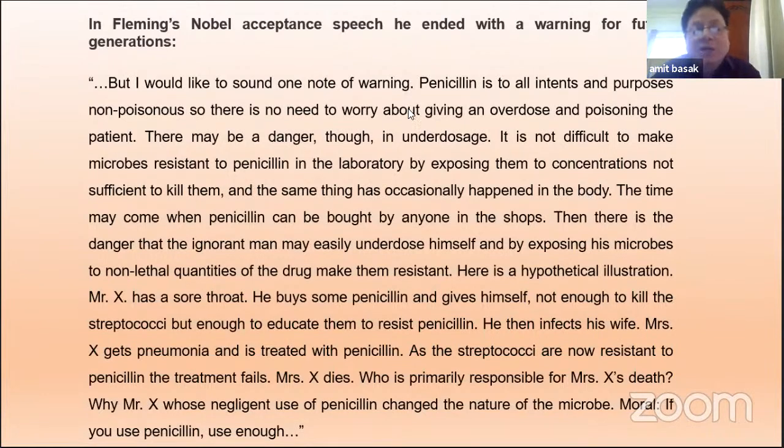So basically, I will not elaborate further, but in 1945, Fleming himself, the discoverer of penicillin, warned the world about the existence of resistance. Okay, so he said if there is an underdose or the concentration is less, then there will be a problem. The microorganism can develop resistance.